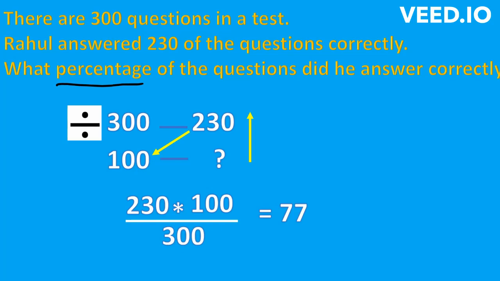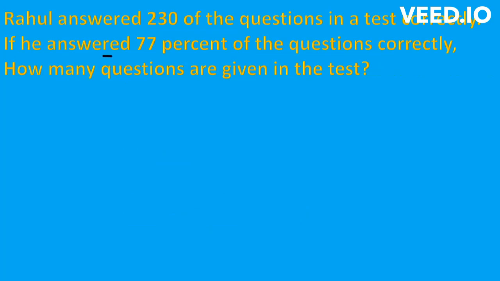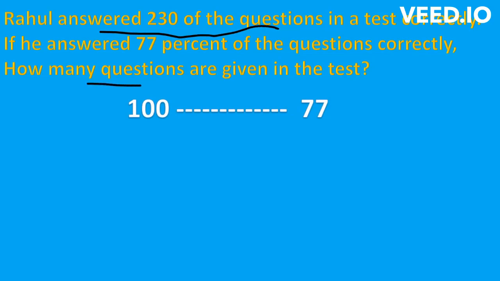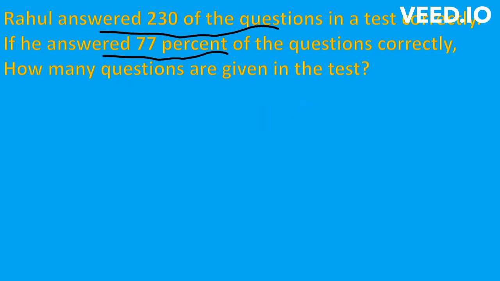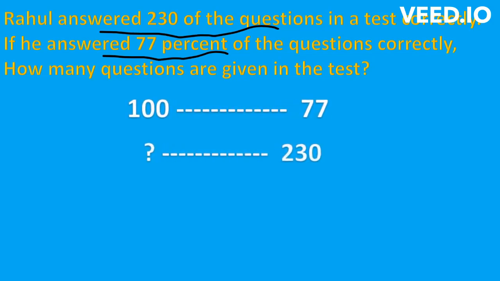We can also get this question in the opposite way. Suppose he answered 77% of the questions. How many questions were actually given in the test? 77% means for 100, 77. But 230 is what he answered correctly. For 100, 77 is the correct. For 230, how many were the original questions? So it's the reverse way. But the process is same. Question mark above, opposite multiply and remaining division.